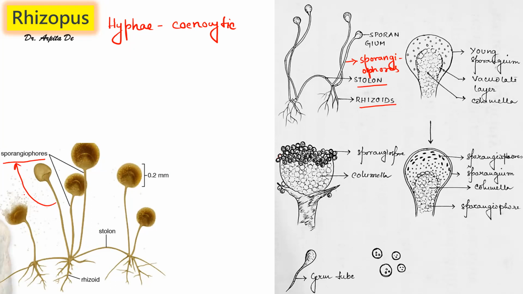Stolons are subaerial hyphae that grow horizontally above the substratum. If this is the substratum, the stolon is growing horizontally above the substratum. Rhizoids arise in tufts from each node. This is the nodal region. Rhizoids are arising in tufts, in bunches at the nodes, and grow towards the lower side and play an important role in anchorage. It helps the fungus to remain anchored on the substratum.